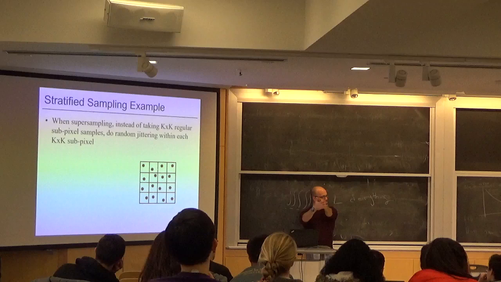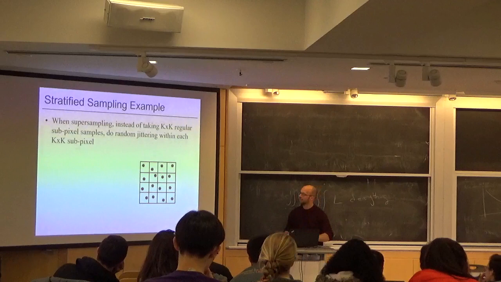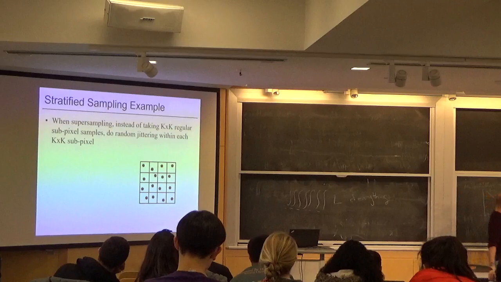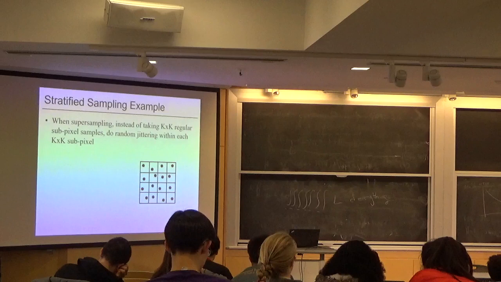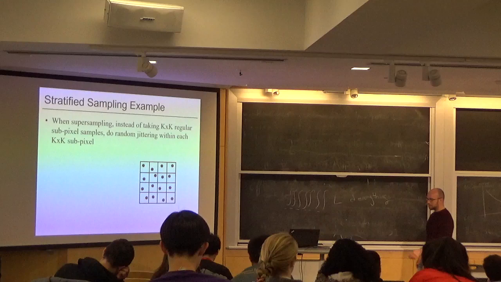So a rook sample would be like, I make a really fine grid on a pixel, and now I start randomly drawing grid cells. I say, okay, I'm going to put a sample here, and now that means I can't put a sample in any of these cells. And that's my algorithm for finding samples. Anyway, there are all kinds of clever techniques, and they're largely heuristic.